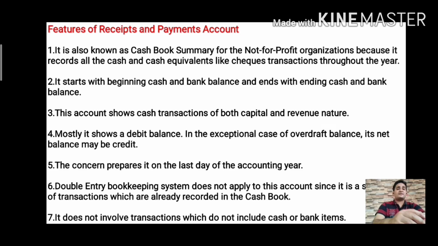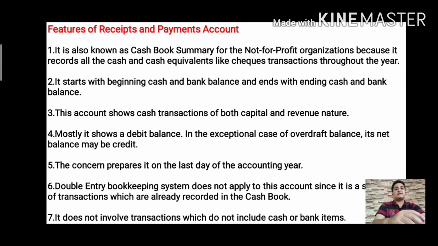Next, let's discuss the features of the receipts and payments account. Point number 1: it is also known as the cash book summary for a not-for-profit organization, because it records all cash and cash equivalent transactions, like checks, throughout the year. As we already know, the receipts and payments account is a summary of the cash book. How much cash is received and how much cash is paid; only cash-related transactions are recorded under the receipts and payments account.